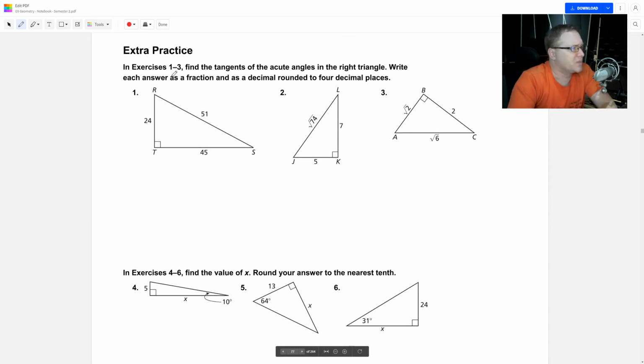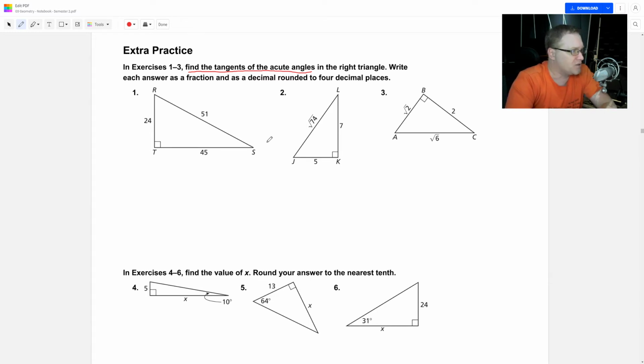All right, so here we go. We have this triangle, RST, and it says find the tangents of the acute angles. So we need to find the tangents of all of the acute angles. Now, in each right triangle, there's going to be 2 acute angles. So you need to find the tangents of both of those, all right?